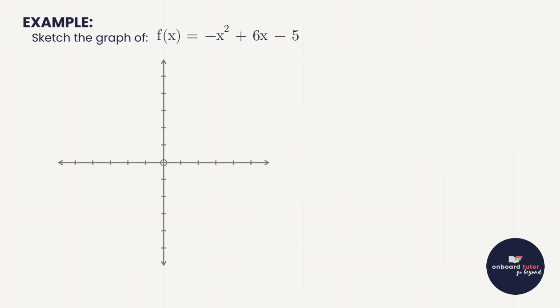Let's have a look at an example. Sketch the graph of f(x) = -x² + 6x - 5. What I like to do is just look at my function and identify some things. I can straight away see it's a parabola because x is squared. The other thing I can tell from this format is that it's going to be a maximum value parabola because a is negative.